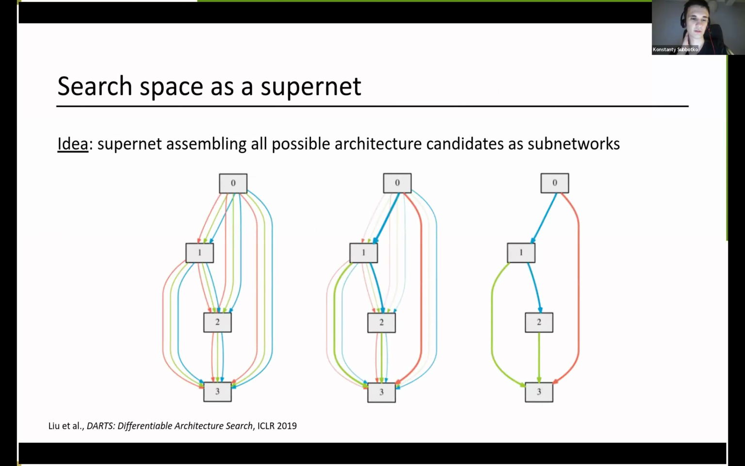In DNAS, we associate a single scalar parameter with each architectural choice. If we group them all together, we can form a so-called weight-sharing supernet that David has already mentioned. The supernet contains all possible architecture candidates as its subnetworks, and we want the supernet to be differentiable with respect to both operation weights and architectural parameters.